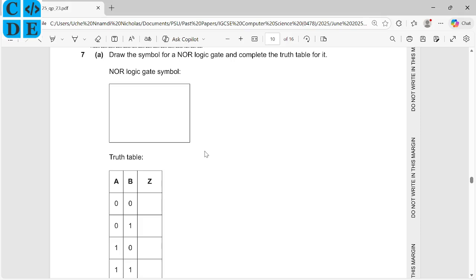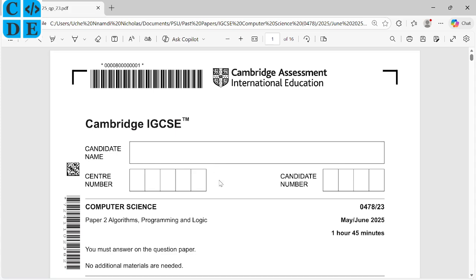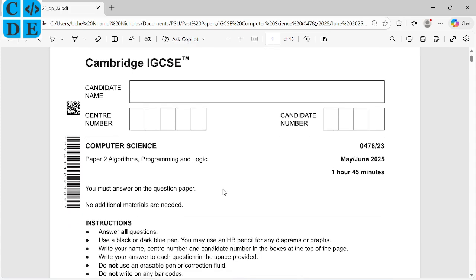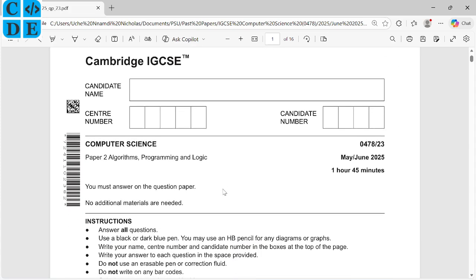Do you know that logic gate and logic expression problems are the simplest to solve in a computer science exam? Okay, I'm going to show you using this very question. And this question is coming from the Cambridge IGCSE Computer Science Paper 2, for May, June 2025, component 3.